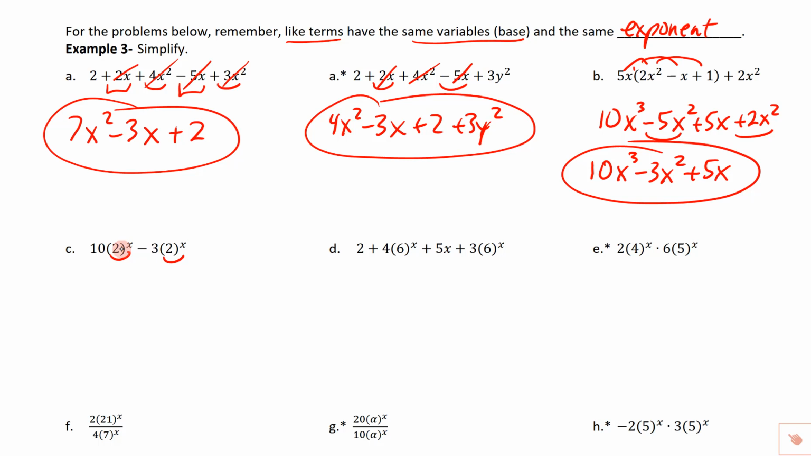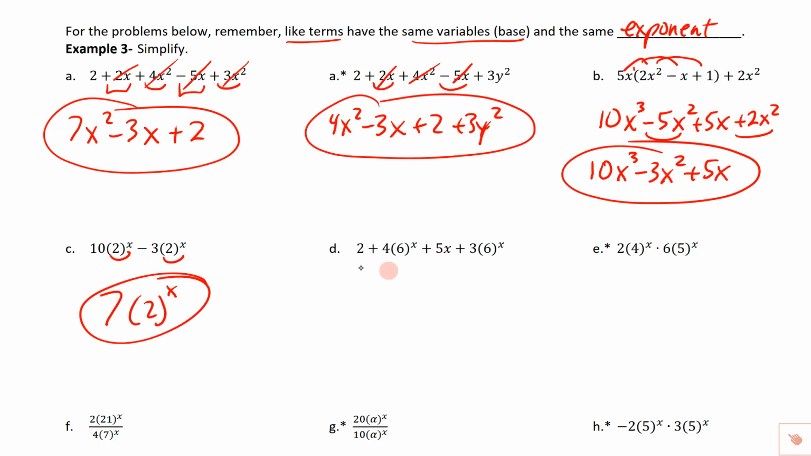So what I like to do is think of it this way. This is 10 of these things right here minus 3 of these things right here would give us 7 of those things right there. Now, that same logic applies to the ones that we did up above. So if we take a look at this one right here, I've got minus 5 of these things right here, plus 2 of these things right here, gives me negative 3 of those things right there.